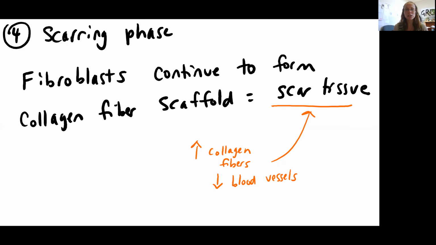And our final phase is the scarring phase, and this is where those fibroblasts continue to form that collagen fiber scaffold, which is forming that scar tissue. So scar tissue is marked by two things. Number one, it has an increase in the number of collagen fibers as opposed to what it had at the beginning or what we see in the surrounding tissue. And then the second thing is that we have fewer blood vessels in this particular area. So that might be one of the reasons that you'll see kind of a lighter color associated with scarring sometimes.